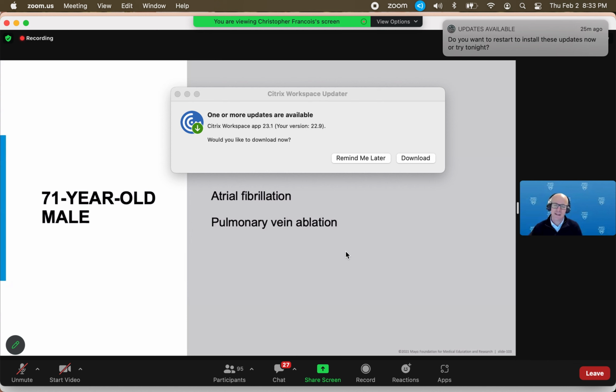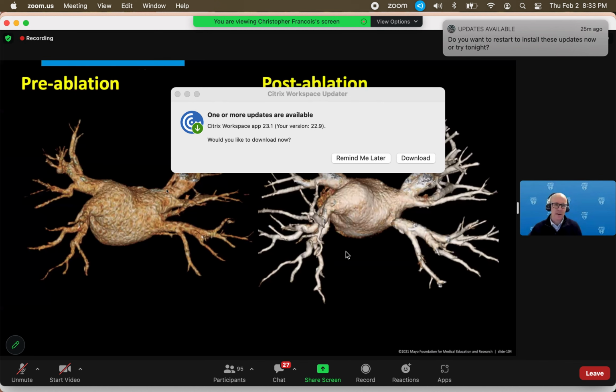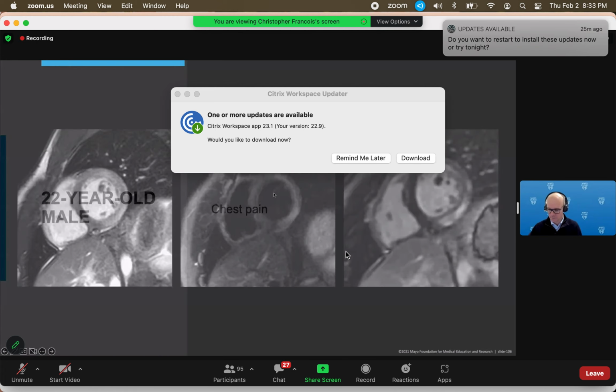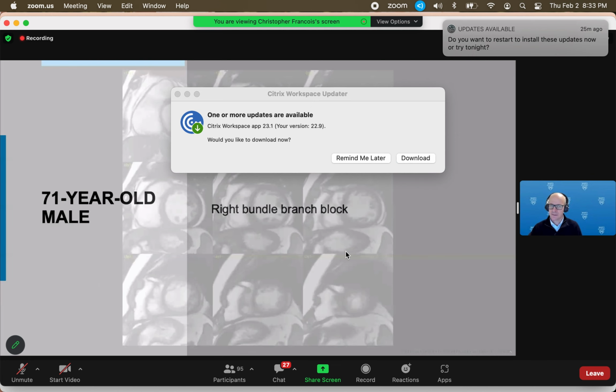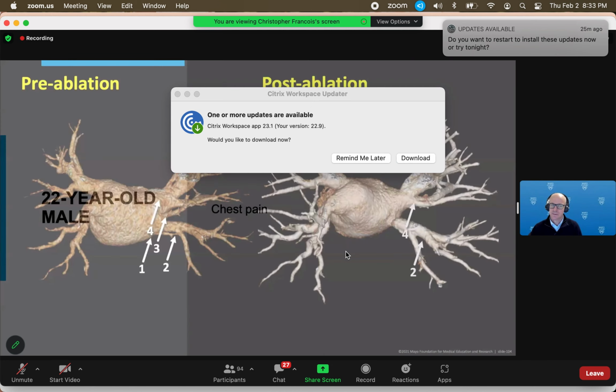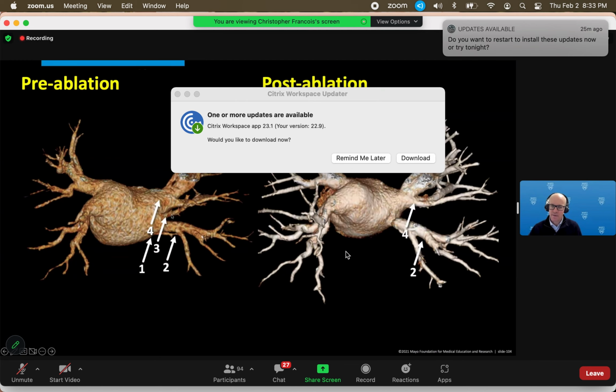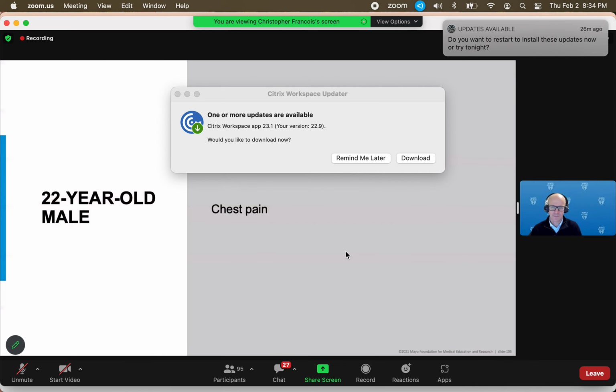This is a patient with a history of atrial fibrillation and prior pulmonary vein ablation. Prior to ablation, this is what their pulmonary veins look like. And now after ablation, there is narrowing stenosis of that inferior pulmonary vein. Oops, let me go back. And one of these pulmonary veins is now missing, so it's completely occluded. These patients frequently present with a persistent cough or persistent chest pain. You don't see it very often, thankfully, but it does occur.